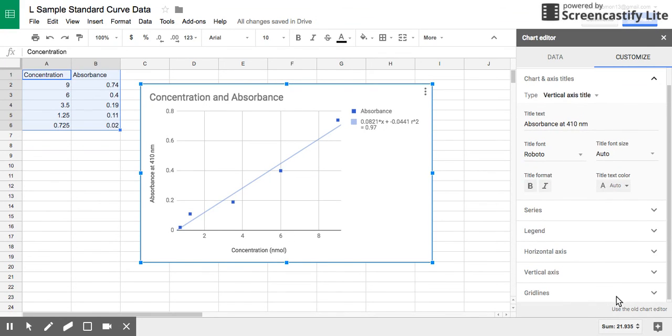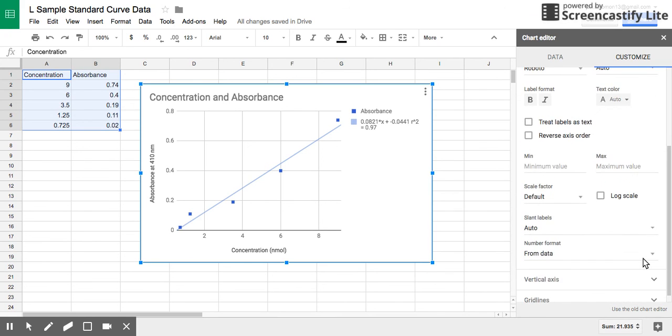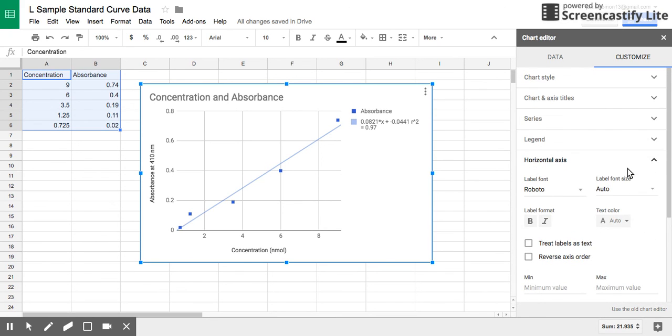Again, you can go back and forth and change whether or not you have grid lines, look at your data, etc. So you can play around with this. Anyway, that is a video on how to make a graph, specifically a standard curve graph on Google Sheets.